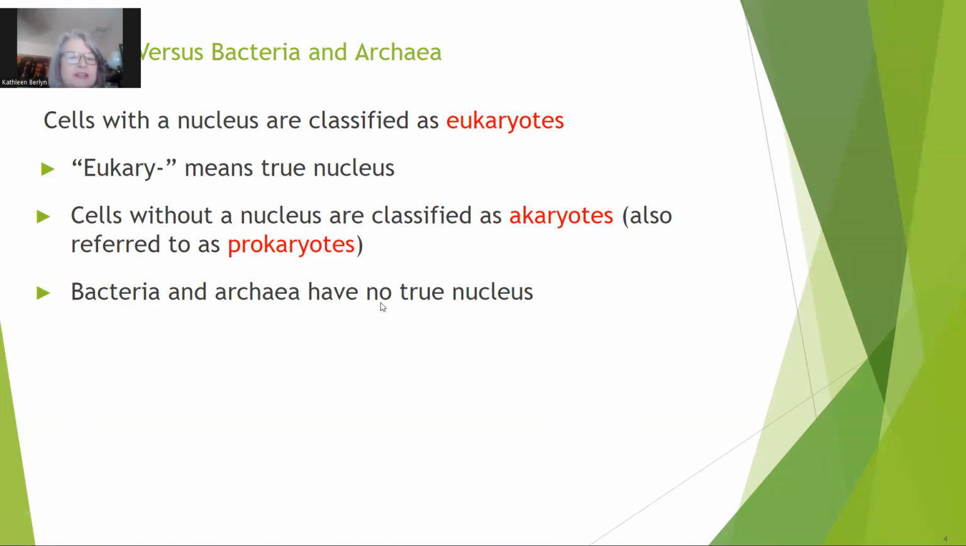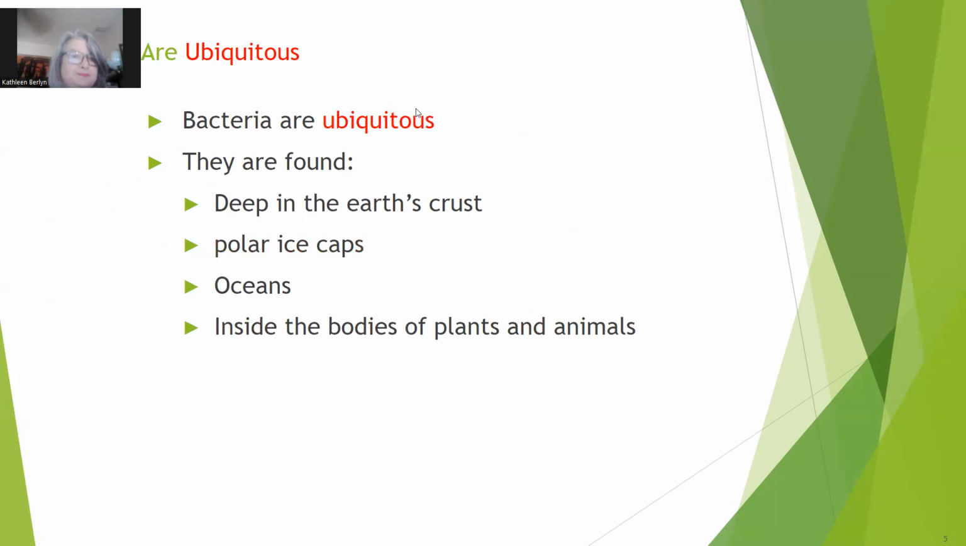The bacteria and the archaea have no true nucleus, so they would fall into the category of being a prokaryote or an akaryote. Whereas fungi, protozoa, and helminths all have a nucleus, as do humans, and we would fall into the eukaryotic category. Hopefully, this sounds familiar from your earlier biology class. If not, please review. If you need any help or have any questions, I'm happy to send you information.